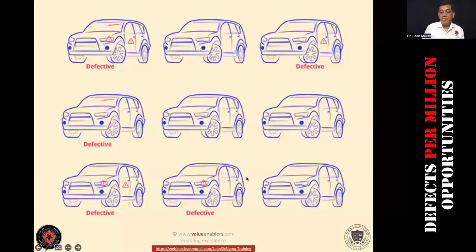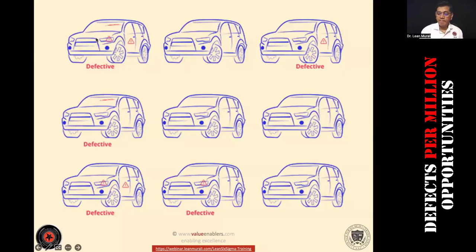Now, if you see, how many units are there? How many cars are there? Okay, 9 cars are there. These are all called units. Please write in your notebook, units. These are all, how many units are there? 9 units are there. Now, how many defects are there in this car, in the first car?